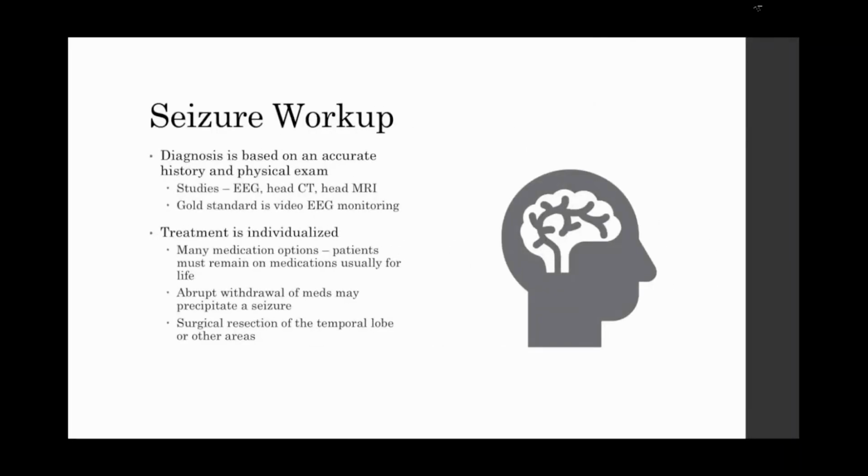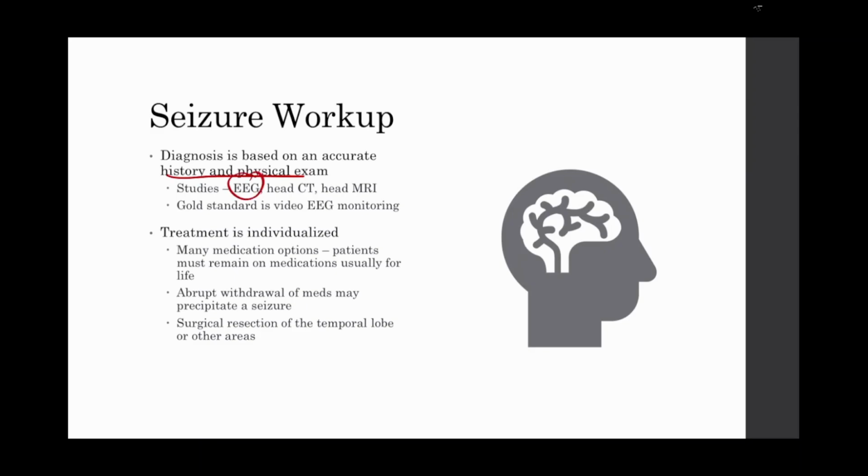So your workup for anyone with a seizure, it doesn't matter what type of seizure they're having, the workup is going to be the same. History and physical is always your most important way to start. Always ask questions. What was happening? When did it start? What were you doing beforehand? What were you doing afterward? What did it feel like? All that stuff. You've got to ask all these questions.